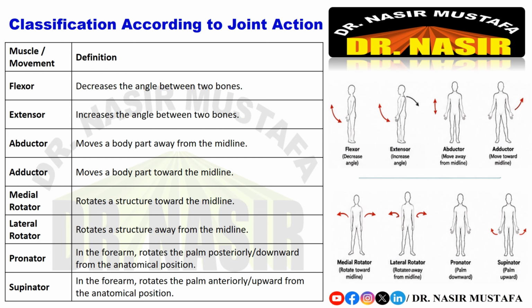In the forearm, pronation turns a palm downward or posteriorly in the anatomical context, while supination turns a palm upward or anteriorly in the anatomical position. These terms are fundamental for describing movement in anatomy and clinical examination.